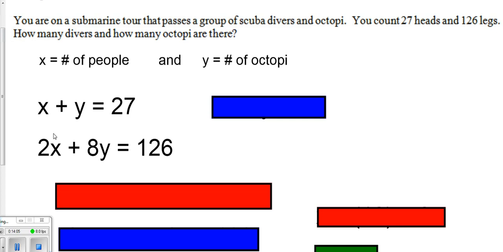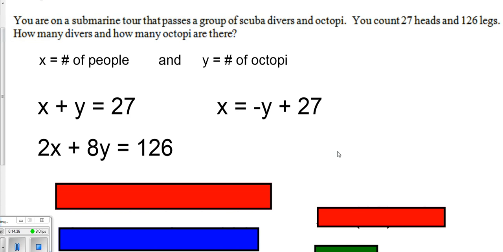Now is where we need to get one of our variables alone. This equation is set up nice and easy for us, because either we can get x alone or y alone. It doesn't matter which one because they both have a coefficient of 1 in front of them. So it's really easy to get it by itself. In the other equation, if we tried to get x alone, we'd have to divide everything by 2. If we tried to get y alone, we'd have to divide everything by 8. But in this equation, they both just have a 1. So let's get x alone, and we'll subtract y from both sides. So we'd say x equals negative y plus 27.